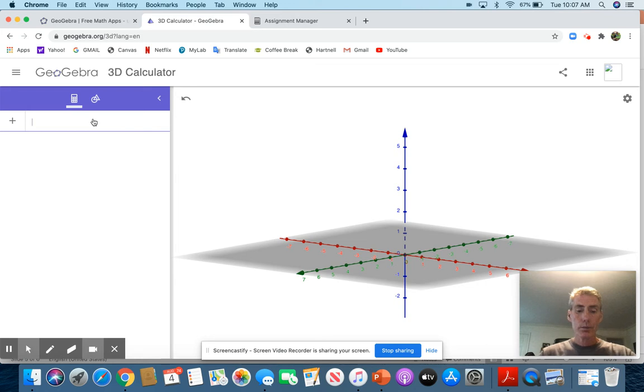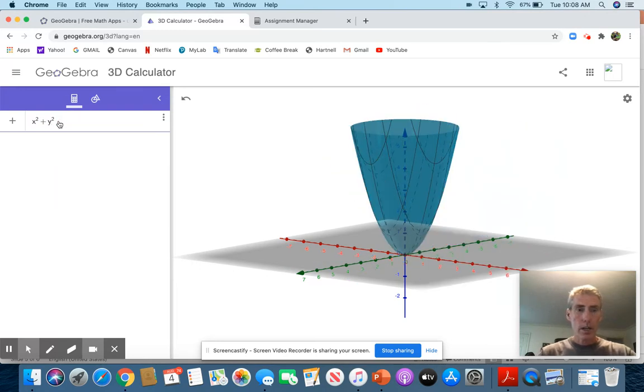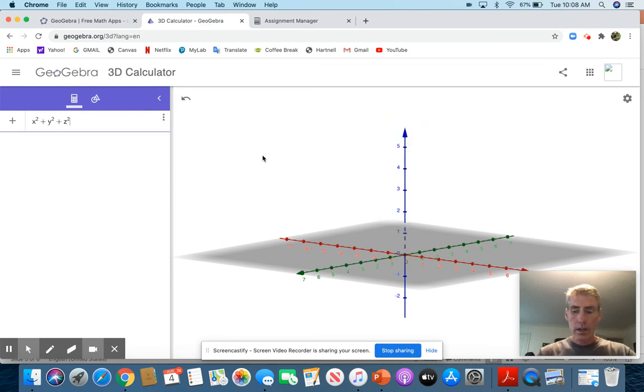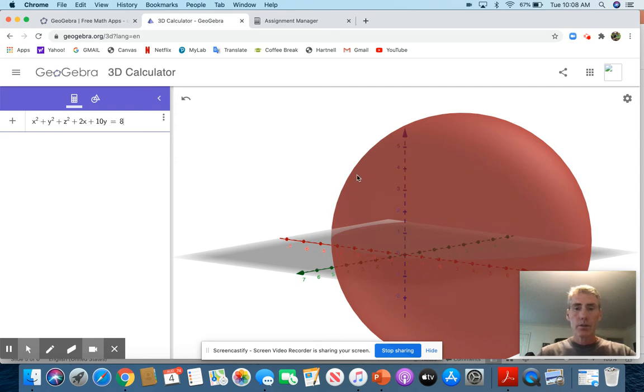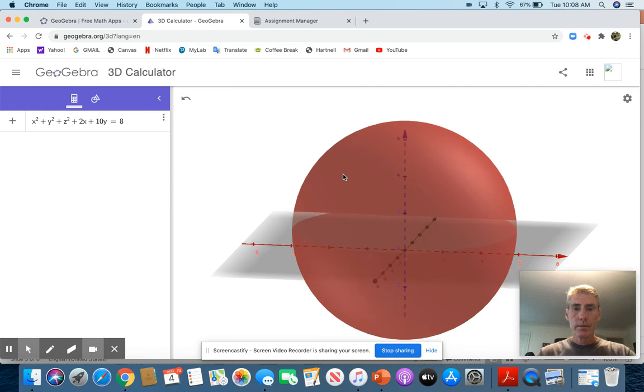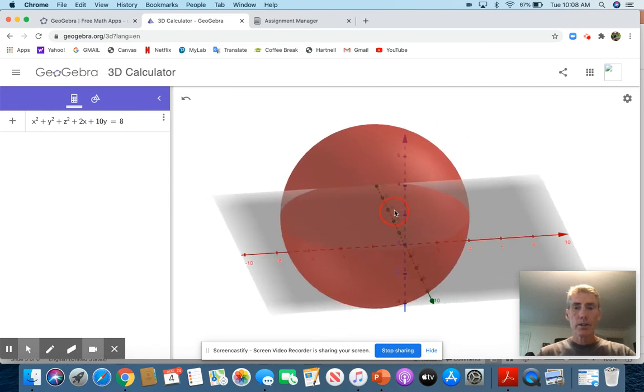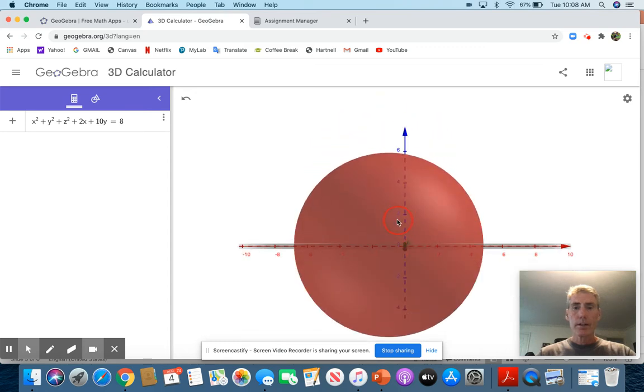So what I'm going to do is type in the original equation, which was x squared. So I just put the up arrow for squared, and then plus y squared. And like I said, as you go along, it will graph as much as you've typed, but you could just ignore that and just concentrate on the typing, which I should take my own advice. And then z squared, and then there was an extra plus 2x and plus 10y, and at the beginning it equaled 8. So we get this sphere right here. Let me shrink it down a little bit.